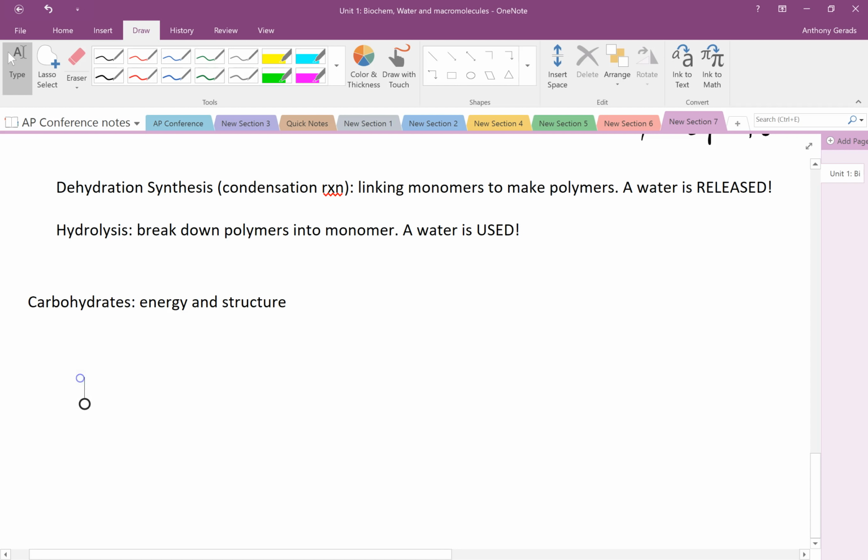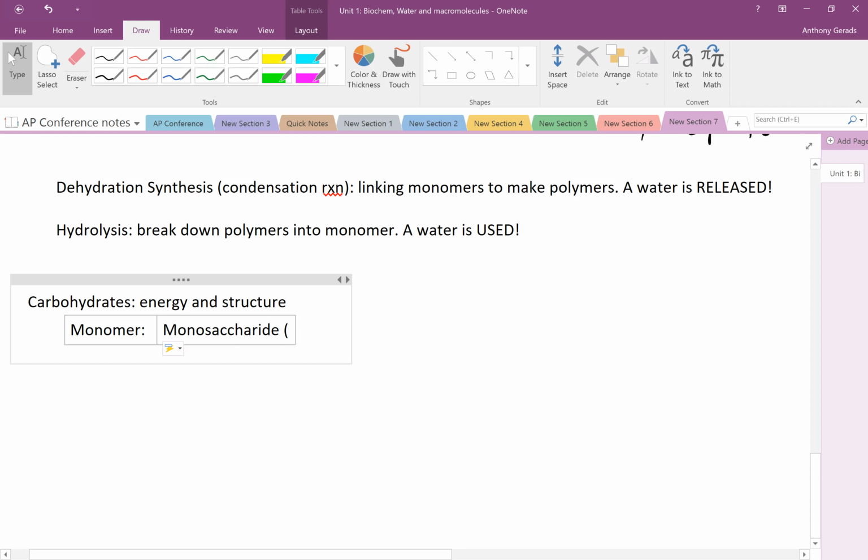So the monomer of a carbohydrate is what's called a monosaccharide. The most common one is glucose. And its use is fuel or energy. I'll put energy, so that way you're not thinking it's like a car. So the monomer is monosaccharide, and its use is energy.